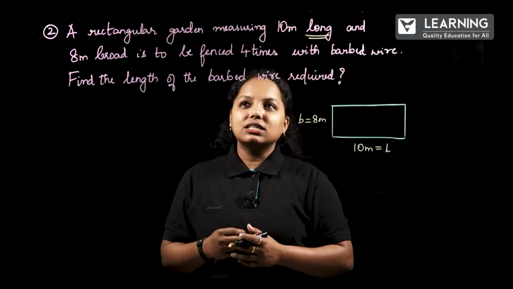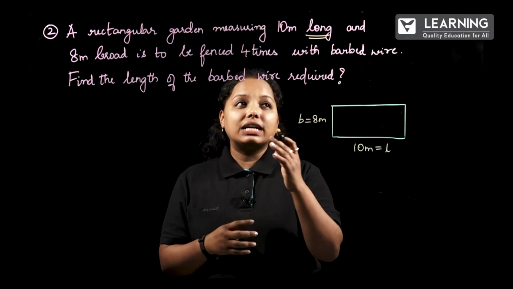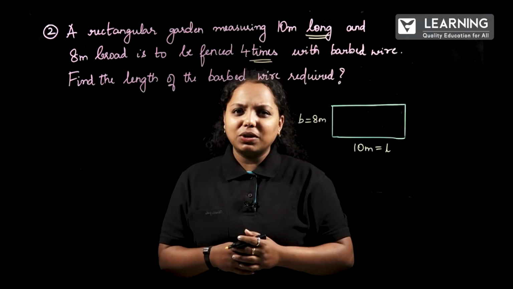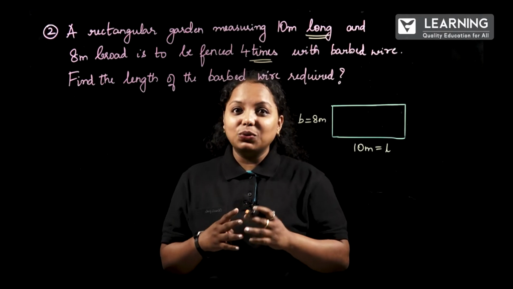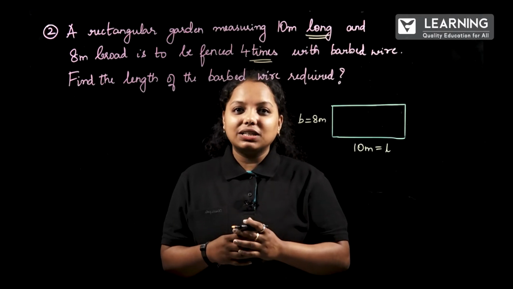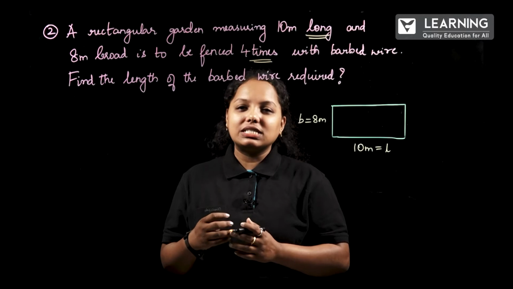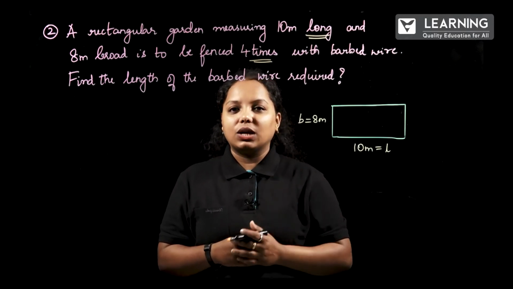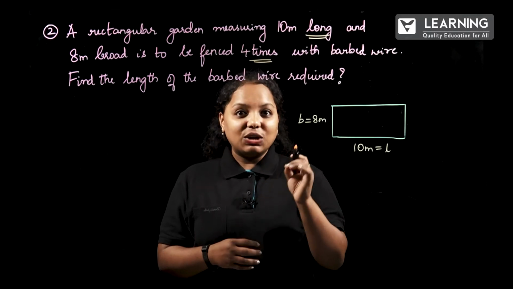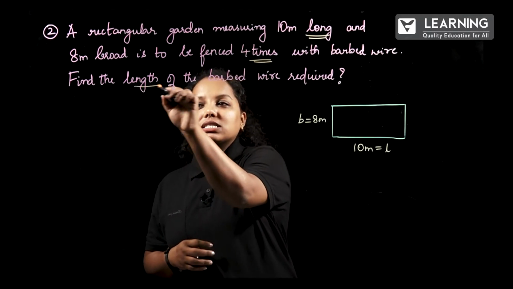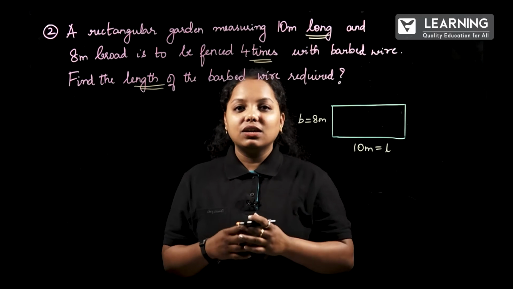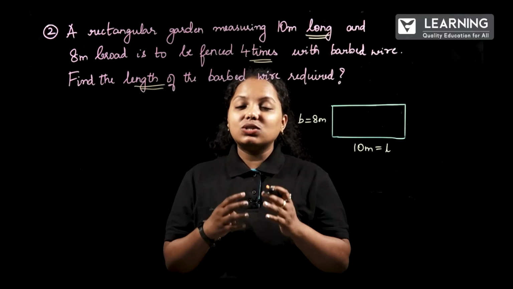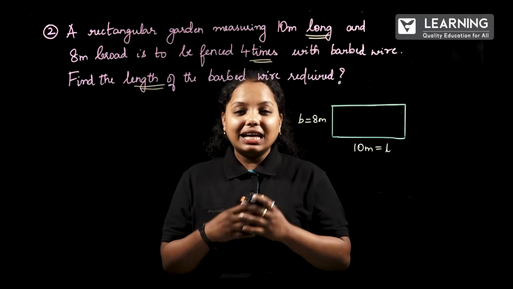How about the next? It is to be fenced 4 times with barbed wire. Ma'am, usually times is nothing but the multiplication operation. Yes, hold on, it is multiplication, but there is something related to the perimeter over there. What is that? The question is, find the length of barbed wire required. As I said, very important for examination, since you are asked to find the length, perimeter is always measured as a length.